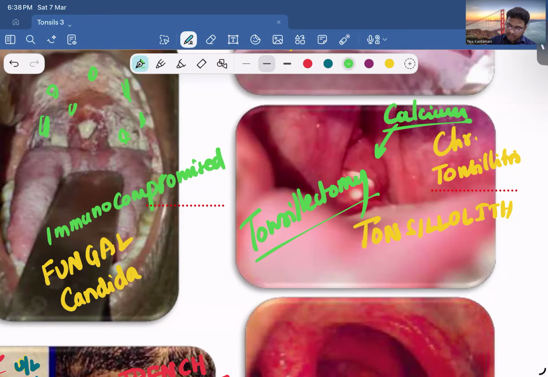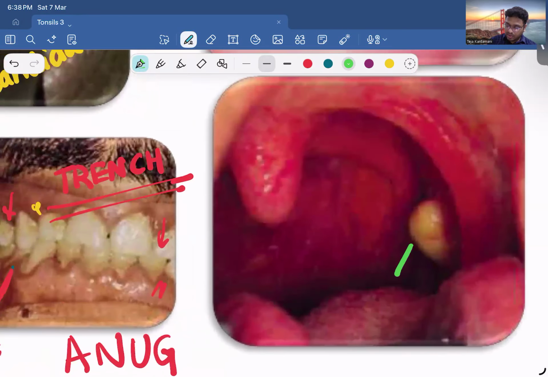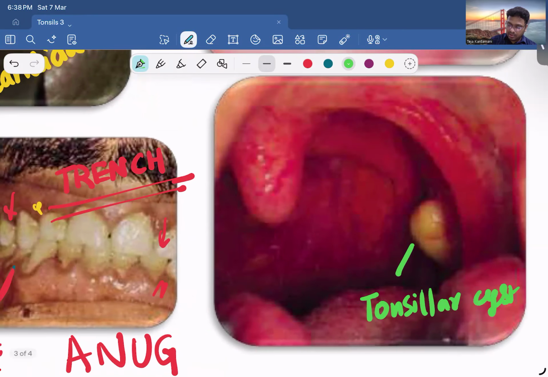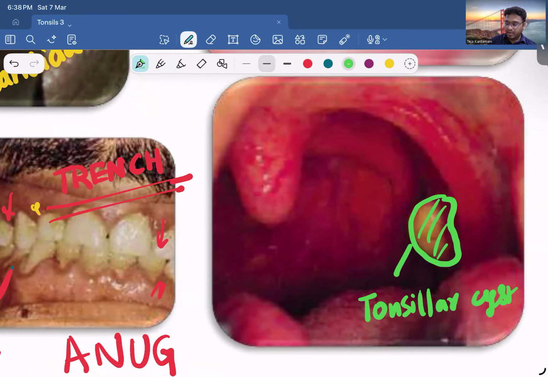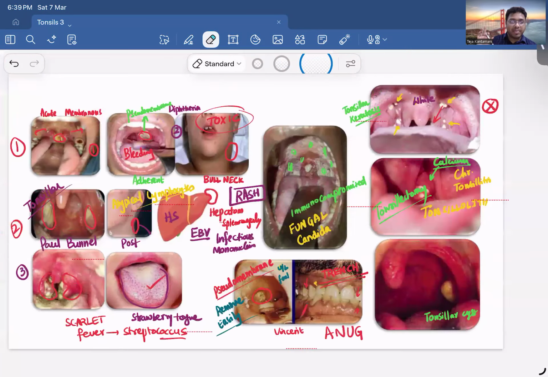Now coming to the next condition. This condition is known as tonsillar cyst. There is smooth swelling involving the unilateral tonsil. So this condition was tonsillar cyst. You can do tonsillectomy in that, or removal of the cyst is also okay. So that is about different white patches over the tonsil.